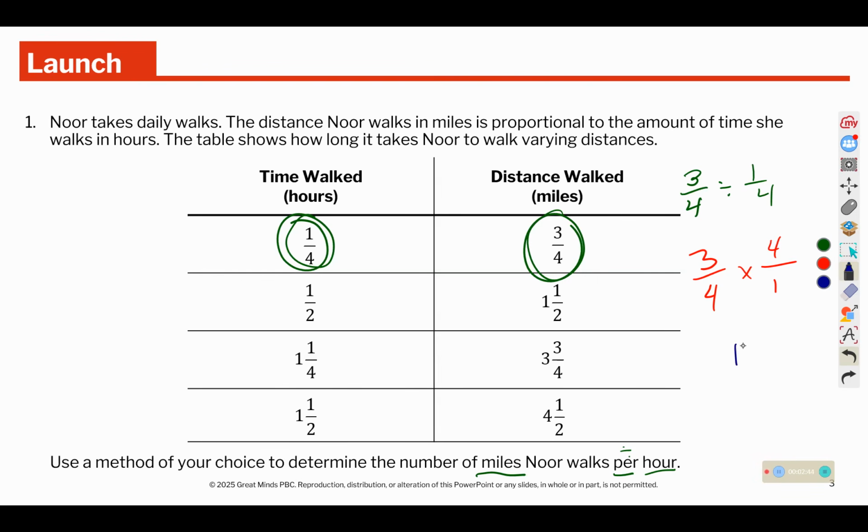3 times 4 is 12. 4 times 1 is 4. And 4 fits into 12 perfectly 3 times. So the number of miles they walk per hour is 3 miles per hour, meaning that they walk 3 miles in 1 hour.